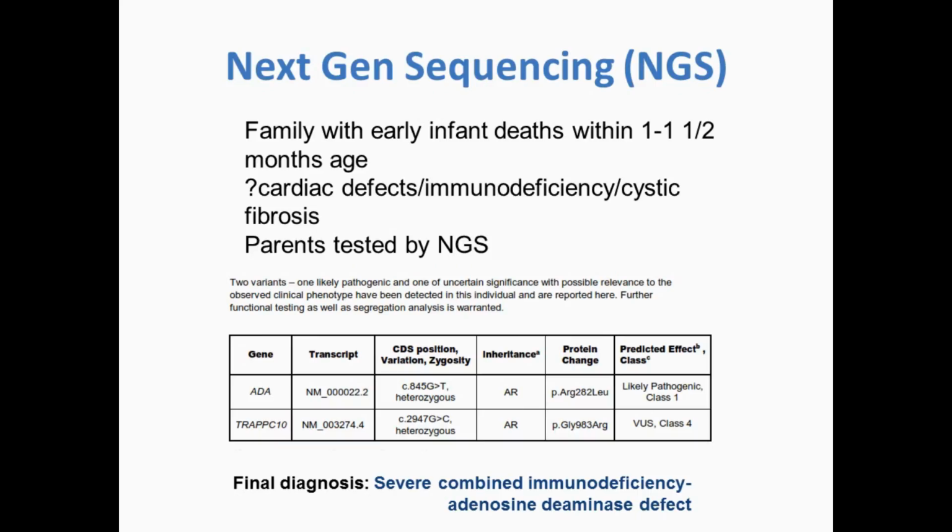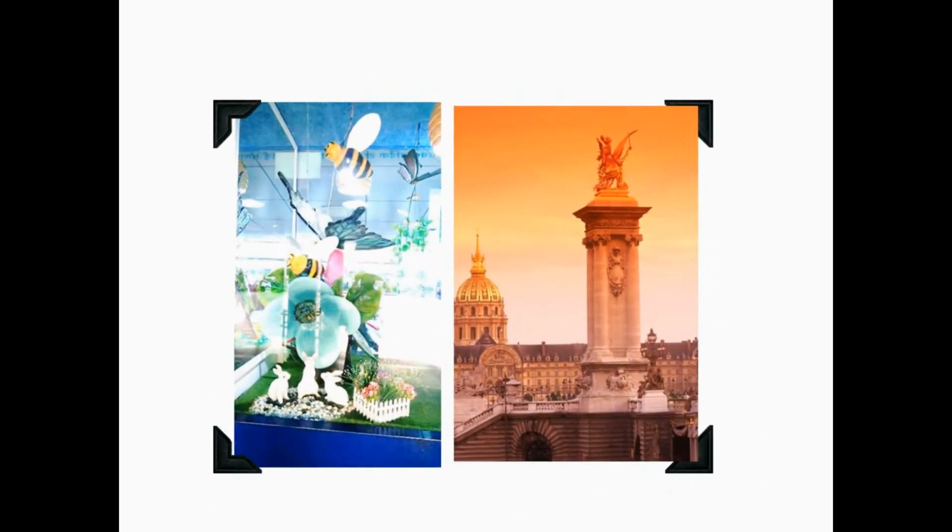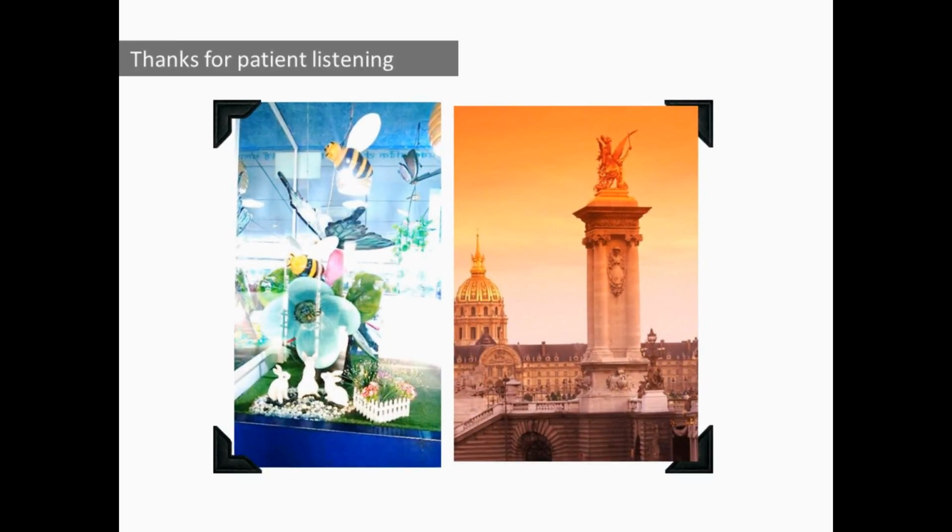Next-gen sequencing is available in a limited number of labs, however this can be done in many disorders, and if the differential diagnosis is known, it can be done for several disorders. Nowadays there is the concept of genomic disorders in which deletions, duplications, and copy number variations can affect the phenotype.